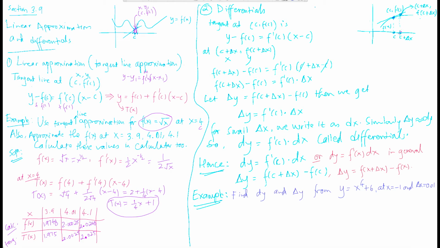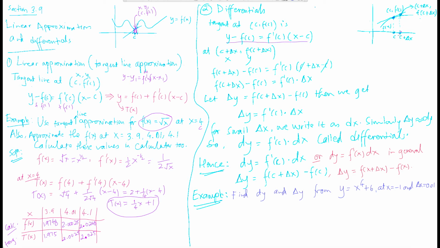So at c plus delta x, at the point close to c, that is the point on the curve, right? So the x coordinate is c plus delta x, and the y coordinate is f at c plus delta x. That is the point on the curve. Now I want to know how much is the height of the function at c plus delta x. To do that, you find the equation of the tangent. You found the equation of the tangent line already. That's the equation of the tangent line, right?